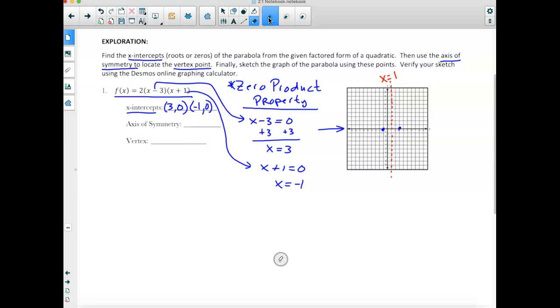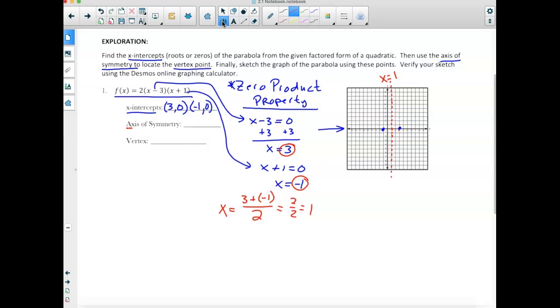The better way to do it is the axis of symmetry formula. If I count in equidistant on both sides here, I'm actually finding the middle of these two numbers. And if I'm finding the middle of these two numbers, I can take x equals one x-intercept of 3 plus the other x-intercept of negative 1, if I average them, watch this, I get 2 over 2, I get 1. And check it out, x equals 1. That is my axis of symmetry.